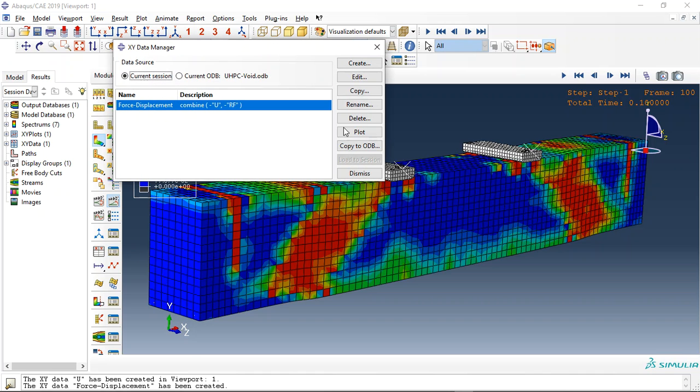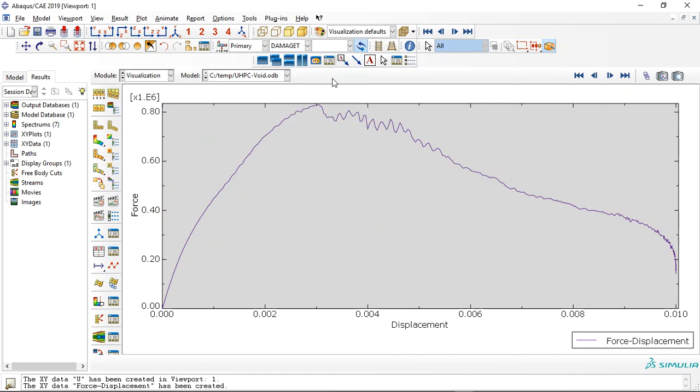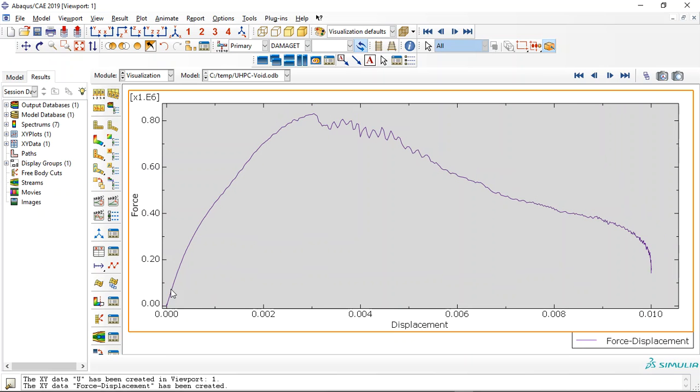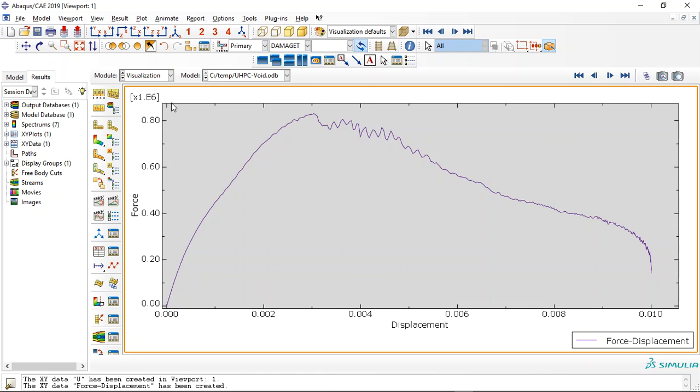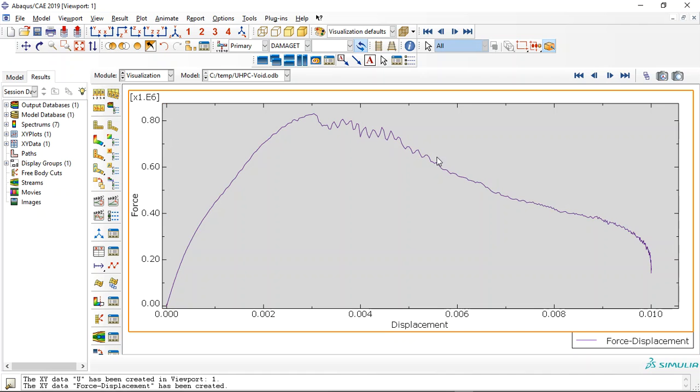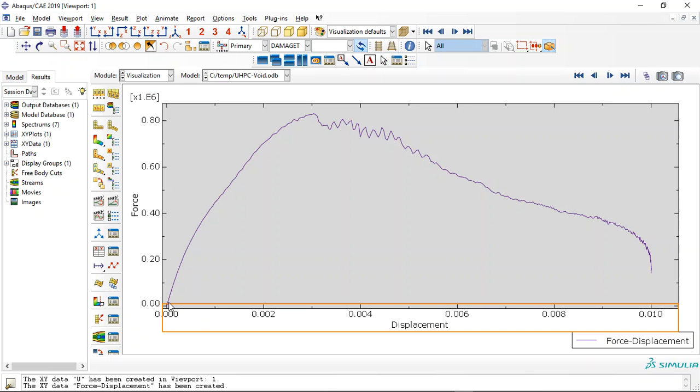Before that, let me just check the force displacement diagram for this model. This is the force displacement diagram, and this is a good diagram for this. You can see this is the maximum capacity 800 kilonewton or 0.8 meganewton, and after that we have a decrease in capacity, and here we have a vertical line, and it means failure. This is the failure point here, because the reaction force will be 0 at this point.